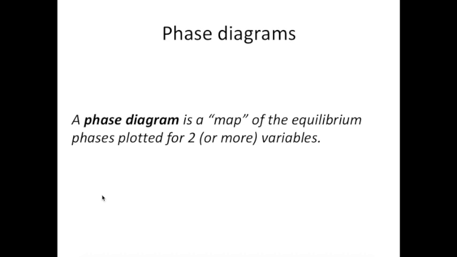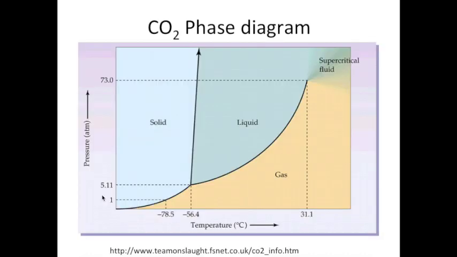A phase diagram is a map of the equilibrium phases plotted for two or more variables. So let's have a look at the carbon dioxide phase diagram. On this axis we have pressure, on this axis we have temperature, and it's a map of which phase is the equilibrium phase for a given pressure and temperature. We're going to talk about these phase diagrams more, and I'm going to show you some examples and do some experiments. You can look forward to that.